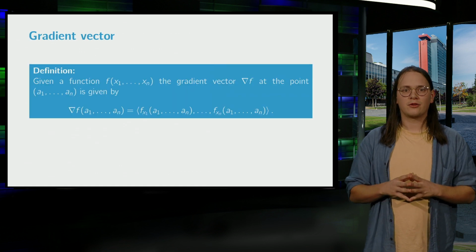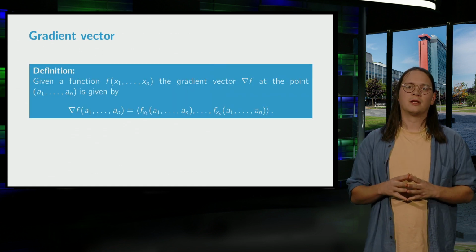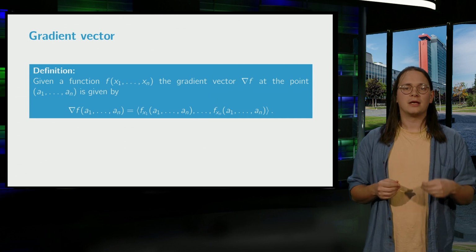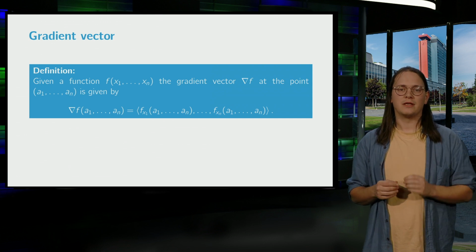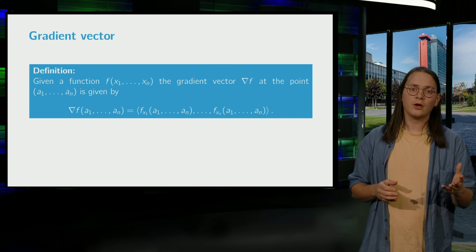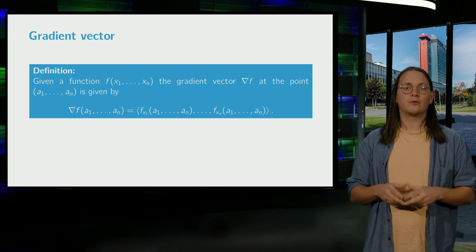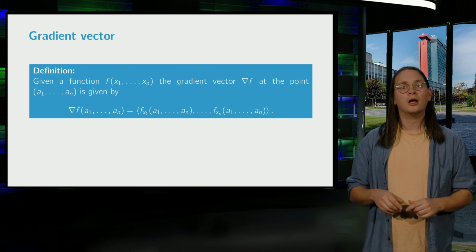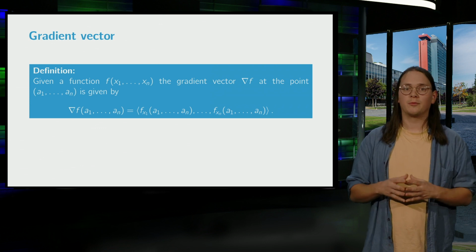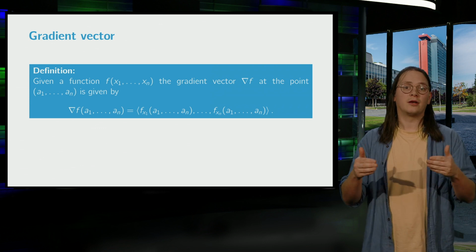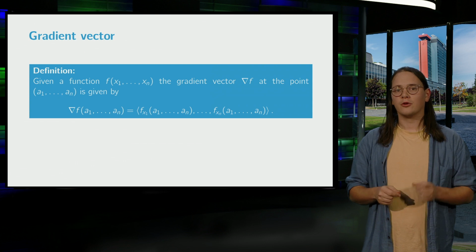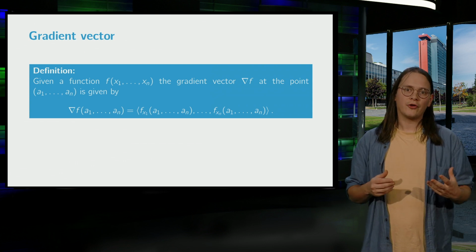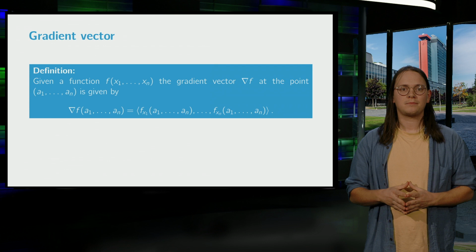In fact, the other vector is called the gradient vector. At each point in the domain, its entries are equal to the partial derivatives in that point. So the first component corresponds to the partial derivative with respect to the first variable. The second component corresponds to the partial derivative with respect to the second variable, and so on. The notation, which looks like an upside-down delta, is called a nabla.